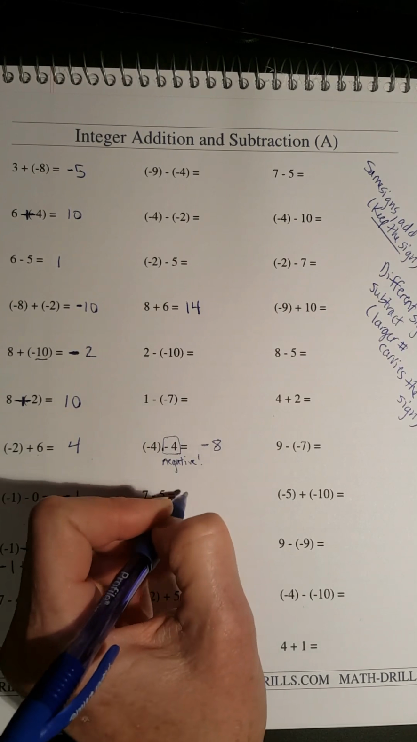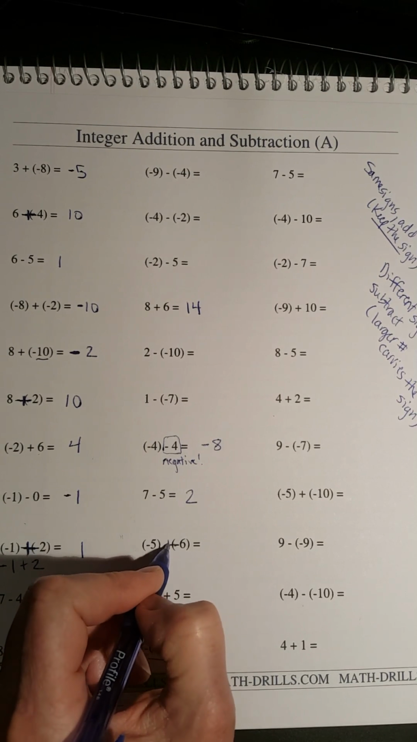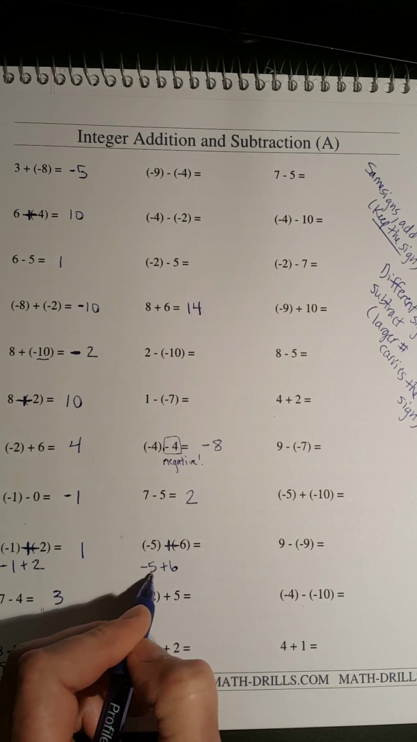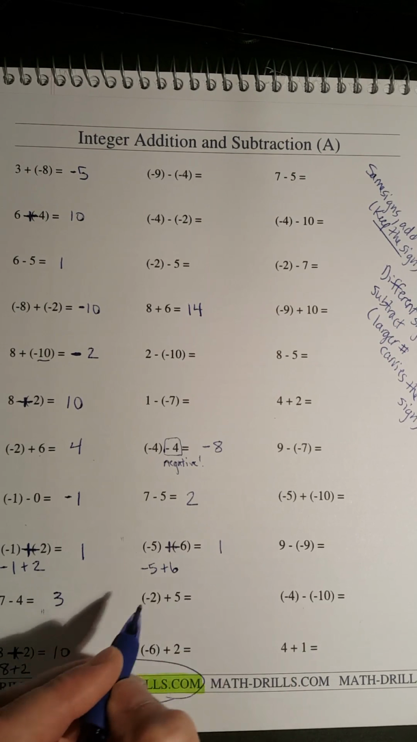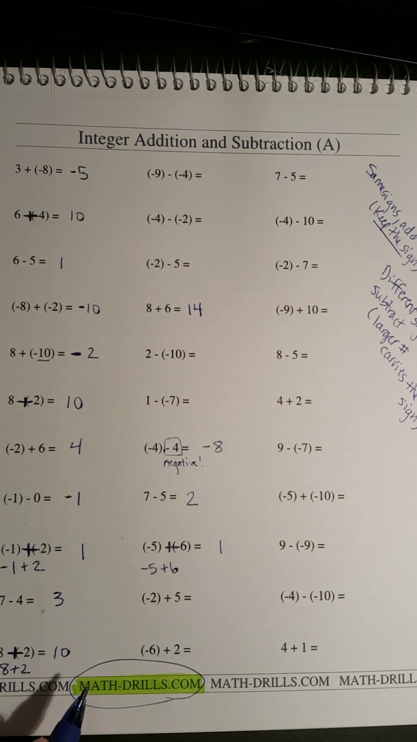Okay, 7 minus 5 is 2. We get to connect again on this guy, which is -5 plus 6. They're different signs. They take the difference. 6 is bigger, it's positive. Answer is positive. I think that looks like we've covered the majority of those. So that's for add and subtract.